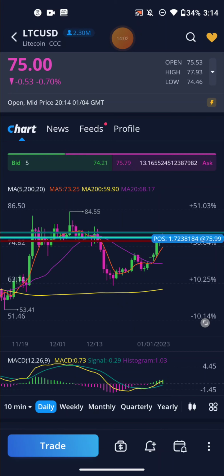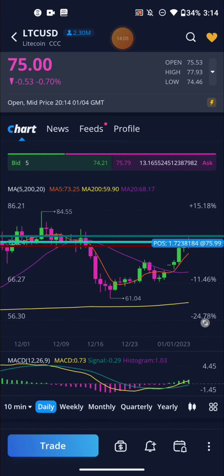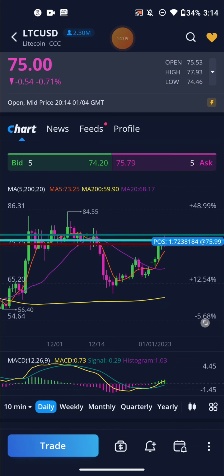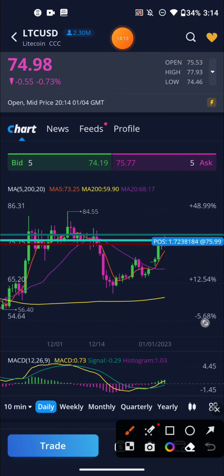Okay. So when you go to the daily, you can get more of a bird's eye view. All right. So here's that previous high. The previous high is 84.55. So this was a high, and it made a new low. And if it goes lower, then that could turn into a downtrend. We don't want that.